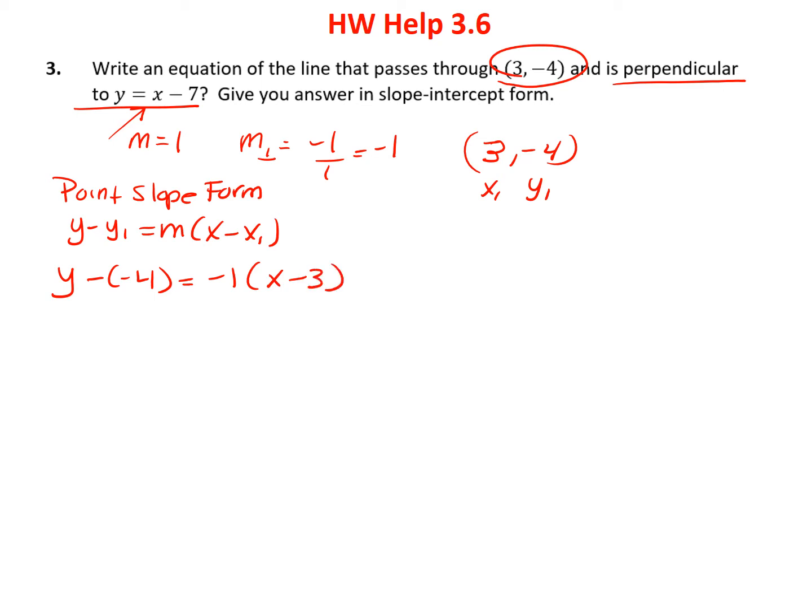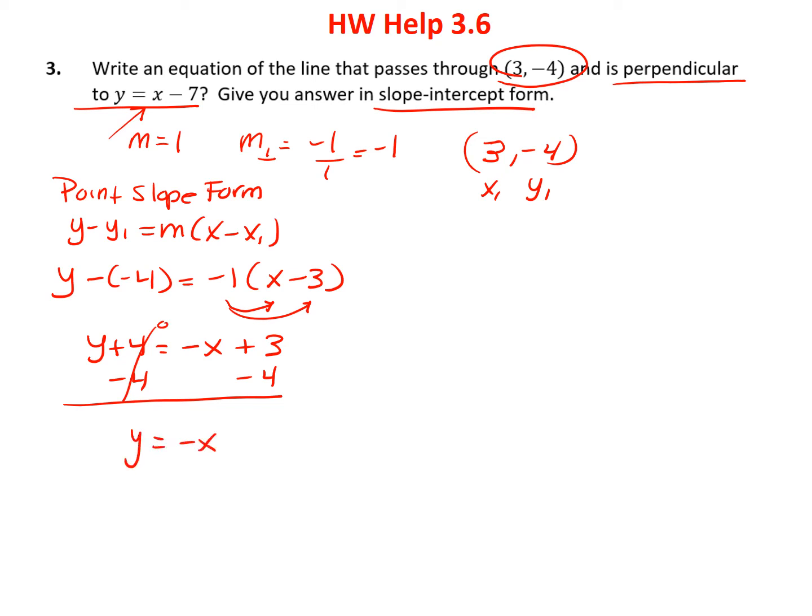So to get it now in the slope-intercept form, first thing we'll do on this side, we'll simplify by distributing. And over here, we recognize that subtracting a negative is the same as adding the opposite, which means adding plus 4. So we have y plus 4 equals minus x plus 3. Now to complete our transformation, we'll undo the plus 4 by subtracting 4. And that goes to 0. And we're left with y equals minus x plus 3 minus 4, which is minus 1. And that's our answer.